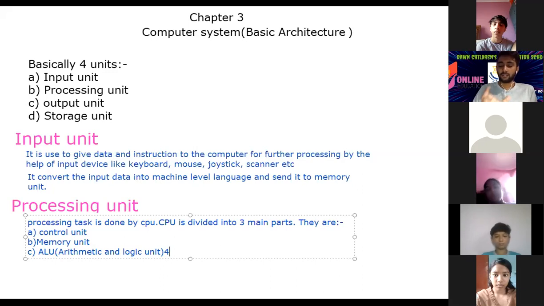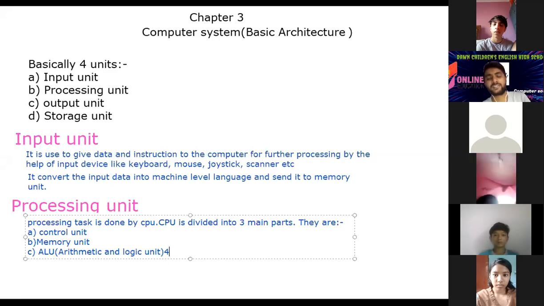Okay, logical operation. The main functions of ALU are: it performs the mathematical operations, that is addition, subtraction, multiplication, division. It performs the logical operation of data. Logical means decision making, true or false, pass or fail, female or male, yes or no, profit or loss. This type of operation is also done by the arithmetic and logic unit.